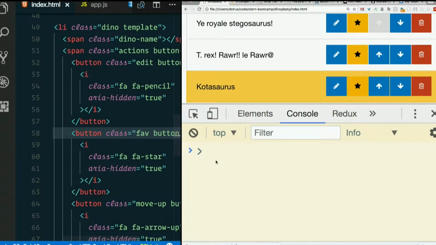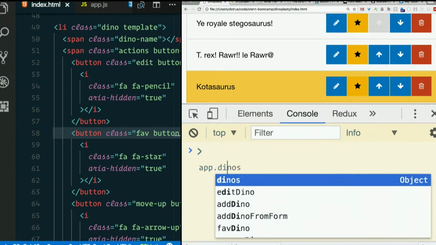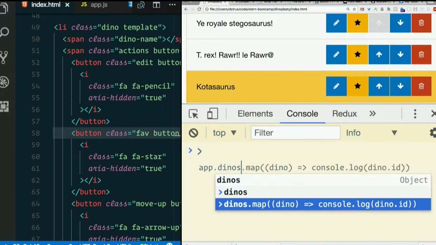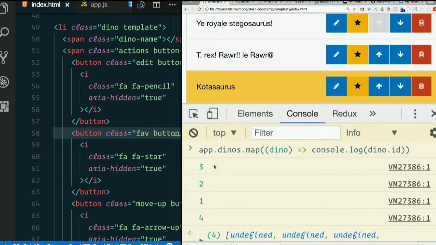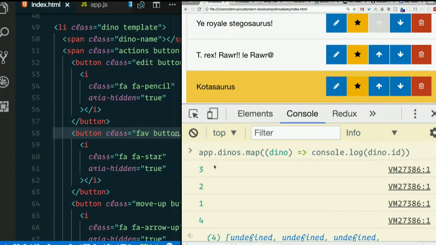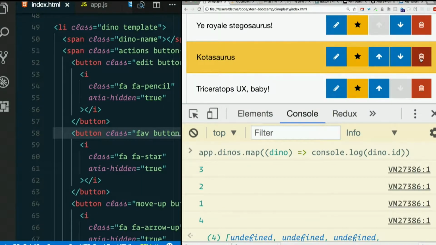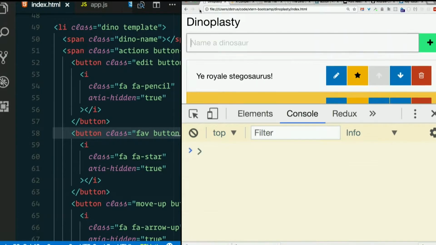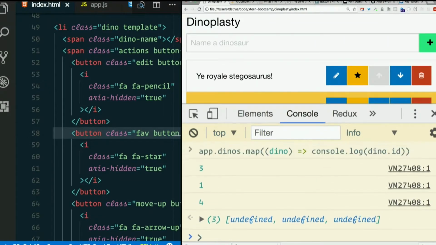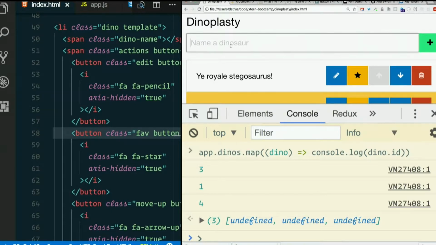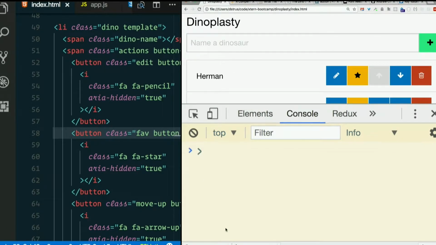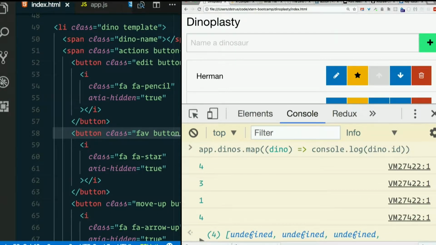So the problem, if we remember, let's do so app.dynos is the array. If we look at all the IDs, I have 3, 2, 1, 4. If I get rid of something from the middle, I got rid of 2. We refresh. Now we have 3, 1, 4. And what happens if I add 1? Four, 3, 1, 4. I have 2 4s.